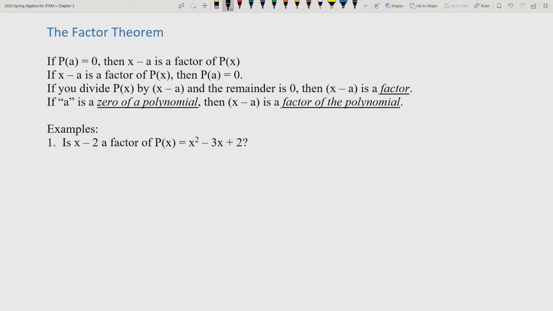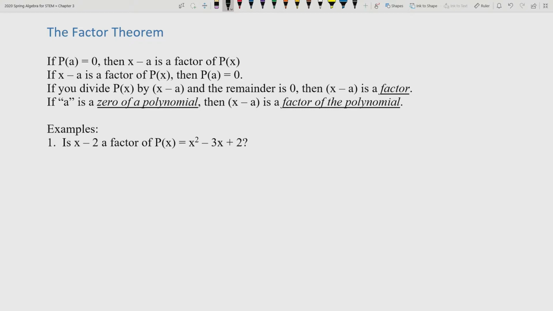Now we're going over the factor theorem. The factor theorem tells us that a is a zero of a polynomial p if and only if x minus a is a factor. So if you divide p of x by x minus a and the remainder is 0, then p of a is 0.